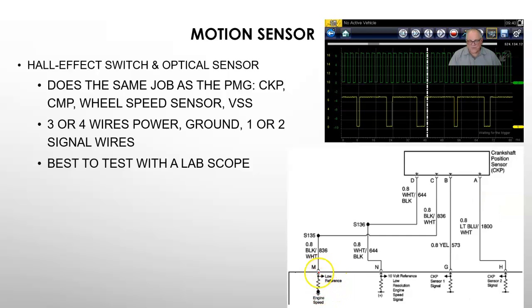First of all, reference low, that's our ground. Pin C is going to be ground. We need to make sure that we have a good ground to our circuit. Pin D, this one says 10 volts. You want to make sure you have at least 9 volts coming to this wire. You will find them that they're battery voltage. It needs at least 9 volts.